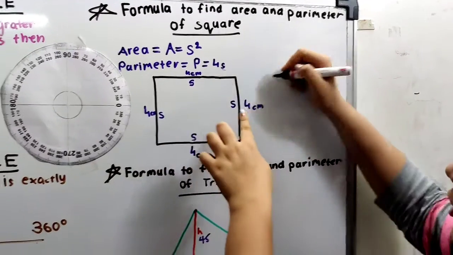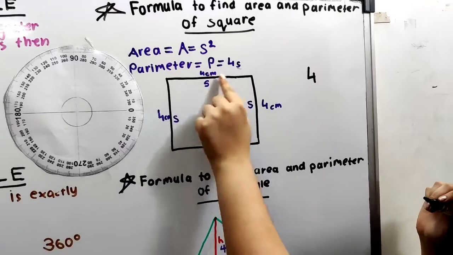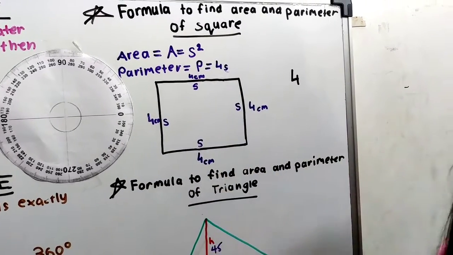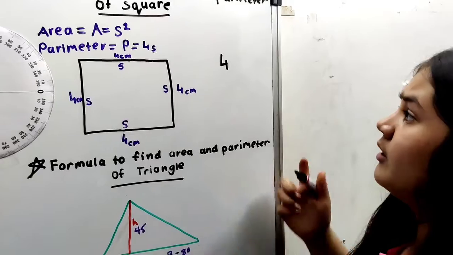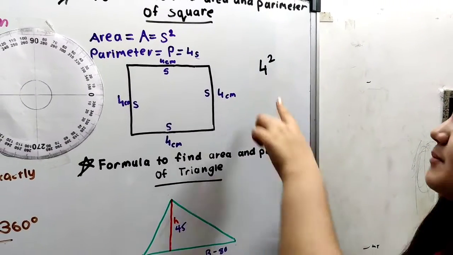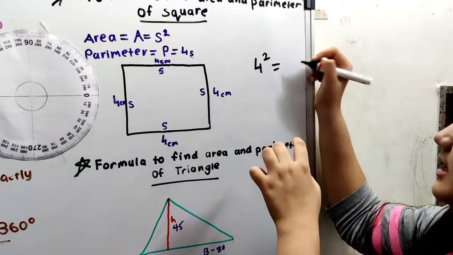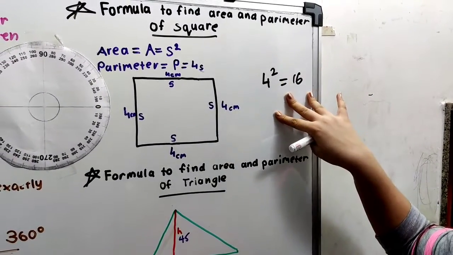So we have 4. So we write the 4 because we have our 4 centimeter line over here. And remember, a square is always equal. So we have 4, 4, 4 and 4, and we have to square it. Okay, so it will be like this. When you do this square, you will get 16, right? So that's how you calculate the area.